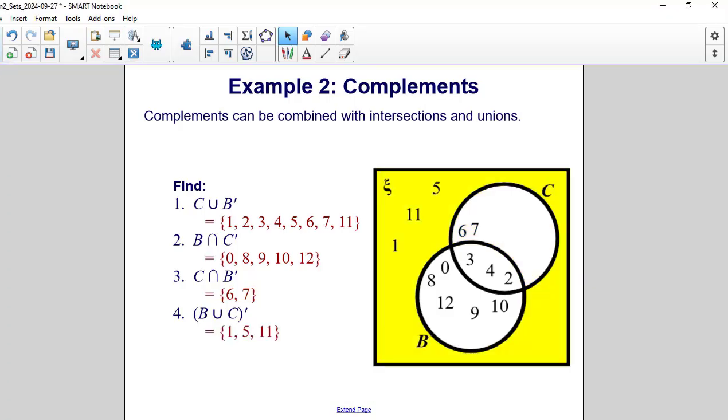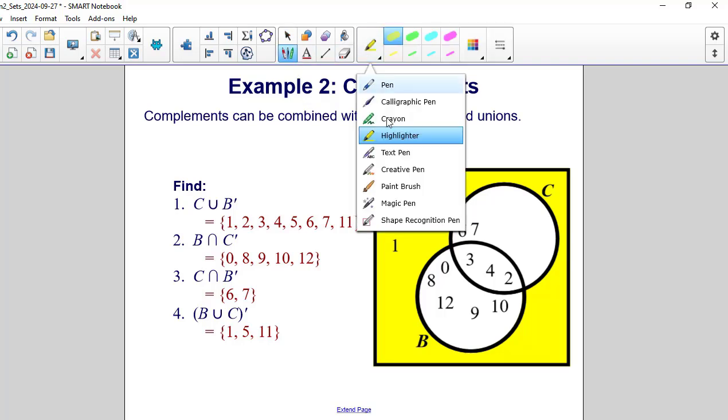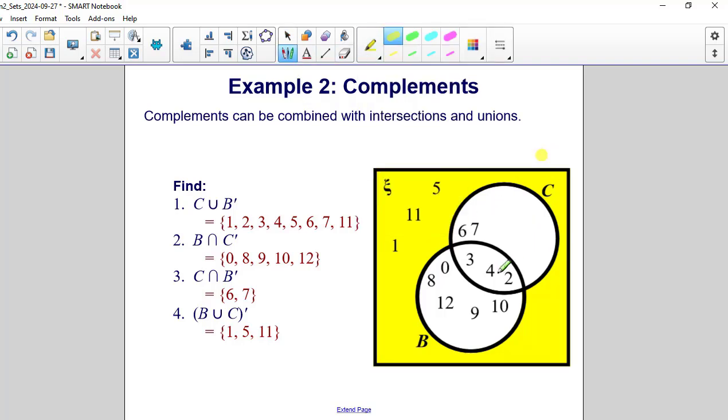And now we're ready to look at number 4. Number 4 is the union of sets B and C, and then we find the complement of that. So the union of sets B and C are everything within set B and set C. But the complement would be the numbers that are not in that union. So what you see highlighted in yellow is the universal set. So here we have 1, 5, and 11 are the complement to the union of sets B and C.